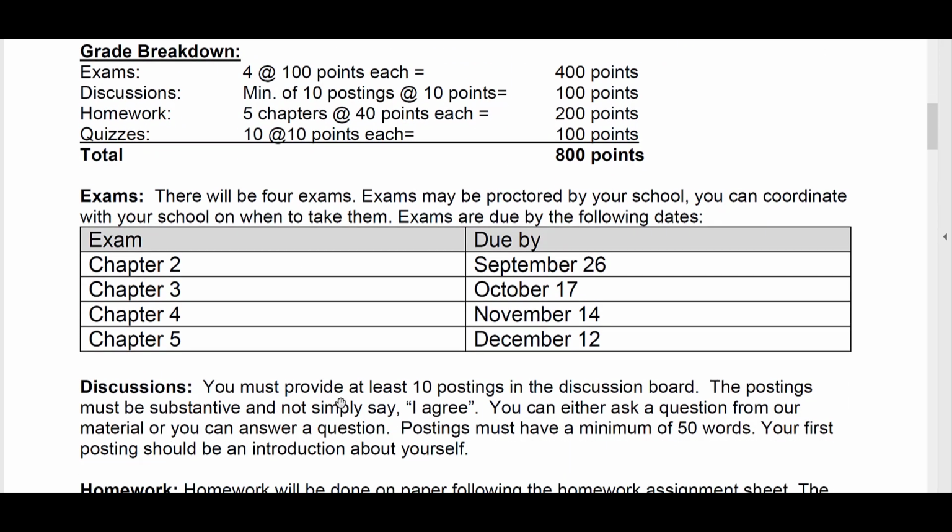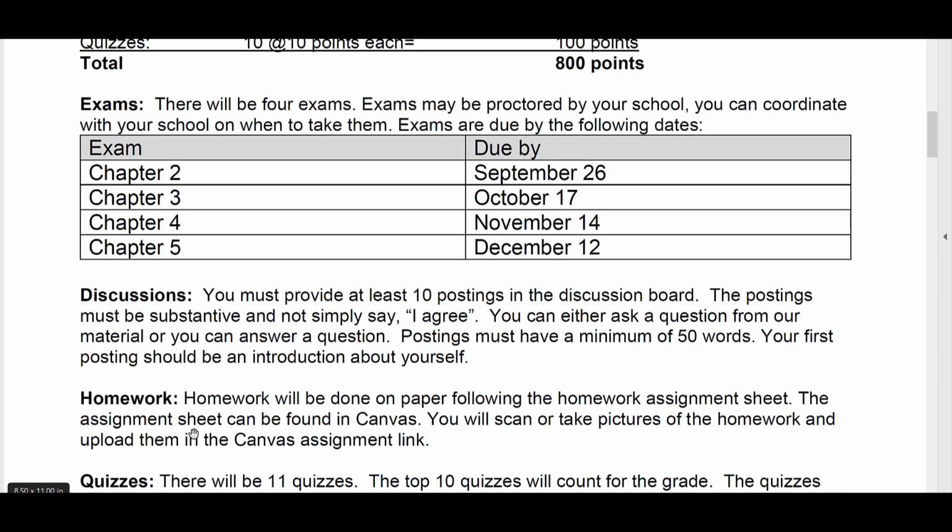So these are the estimated dates. I should double check with the still, these are the dates we have, I believe, down for the exams. Yeah, those look correct. Okay. So exams are going to be proctored by your school. You can coordinate with your school on when to take them if that's the case. Otherwise, these are the due dates. If we need to make adjustments, we can.